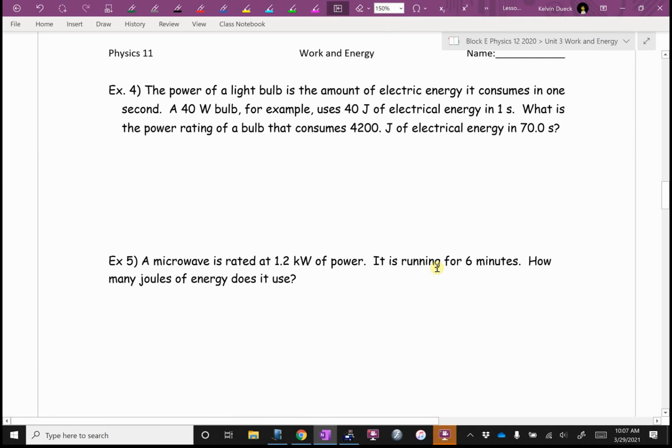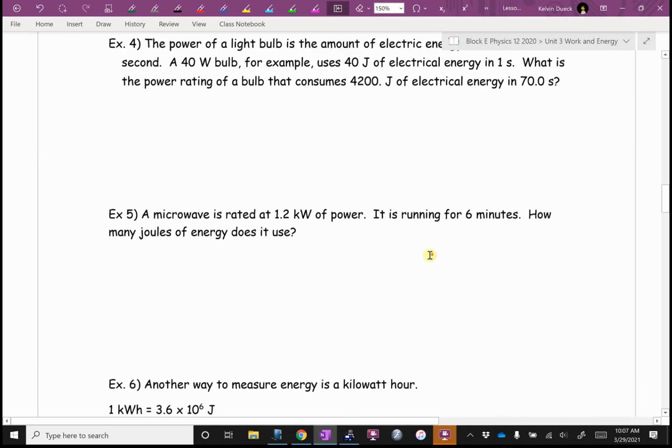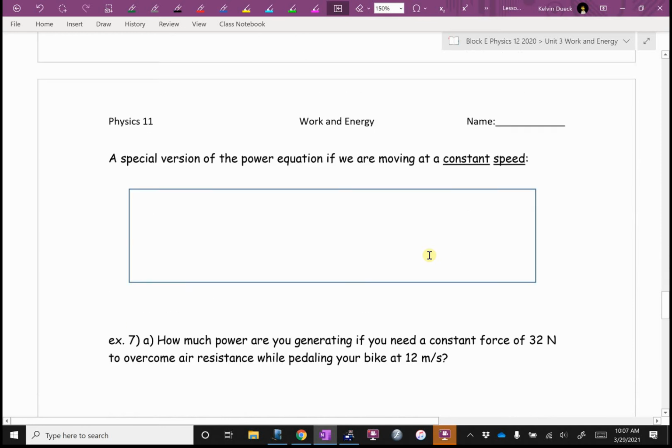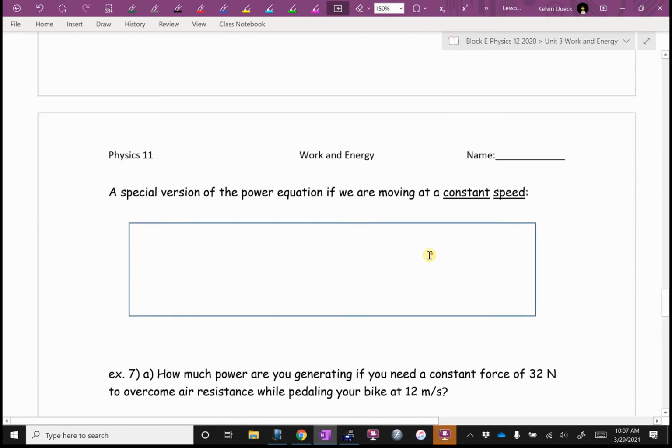Example 4. Couple more examples. Yep, we're good.